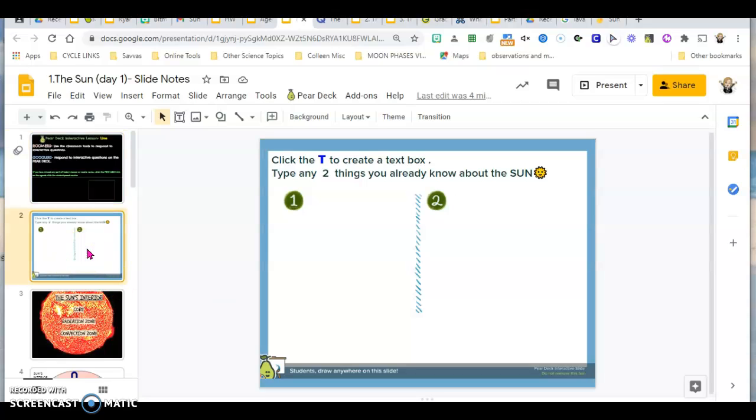The first thing that we did was to create a text box and to write down two things that we already know about the Sun. It could be any two things that you already know about the Sun. So you put a text box here, and you write one thing about the Sun here that you know, and one thing about the Sun here that you know.